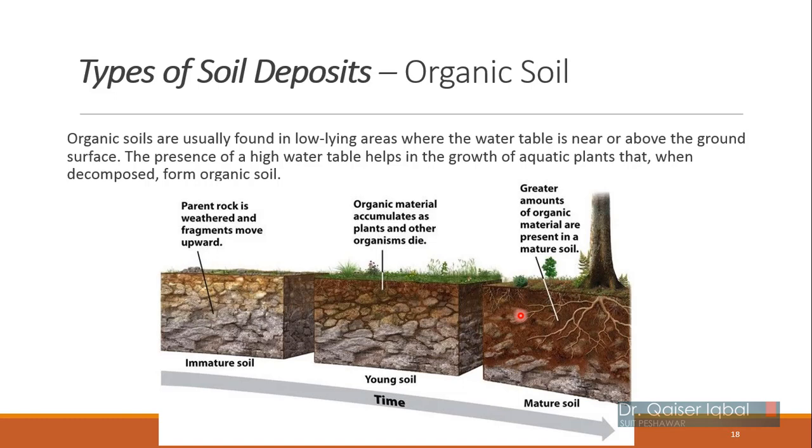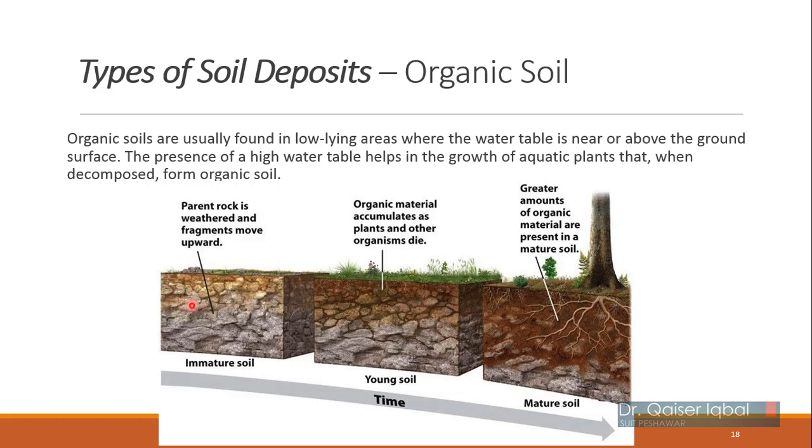Okay, third type is organic soil. Organic soils are usually found in lower lying areas where you have got more vegetation on the ground surface, and presence of a high water table helps in growth of aquatic plants in those lower lying areas, and those plants then decompose in the same soil and make it more organic.